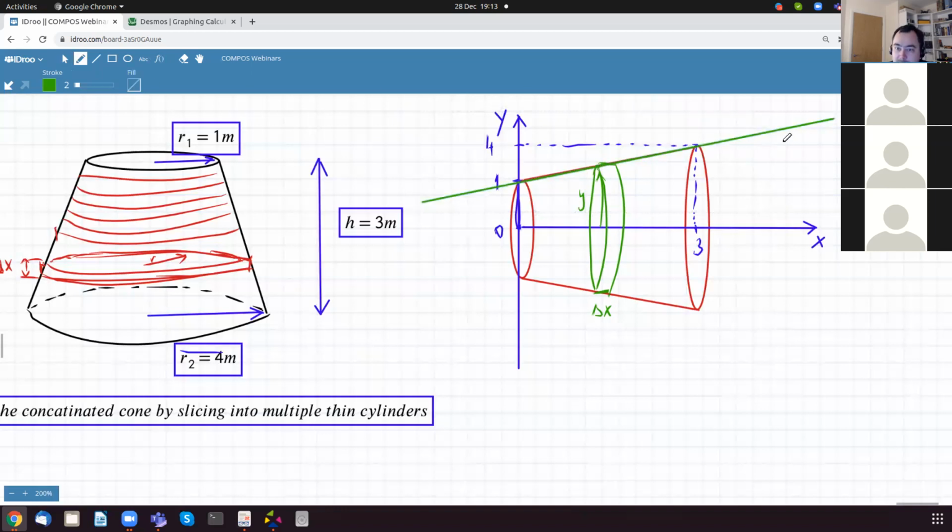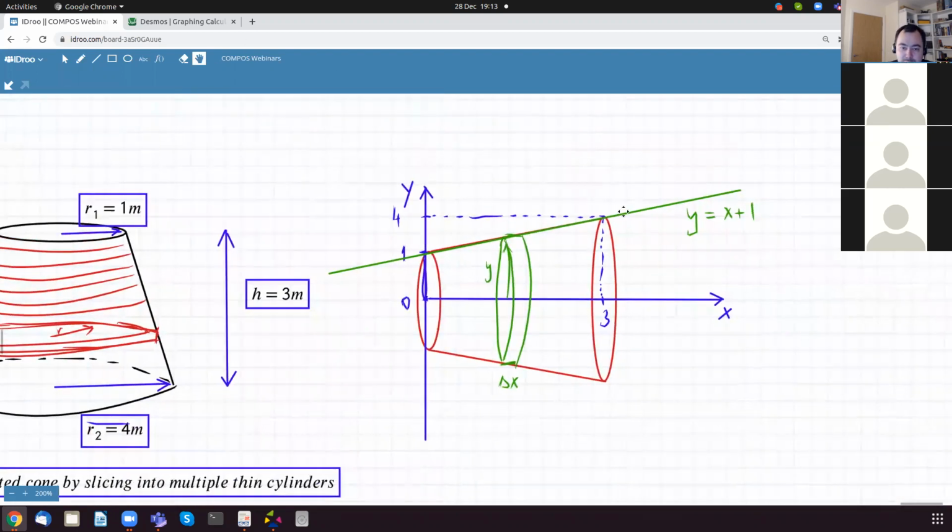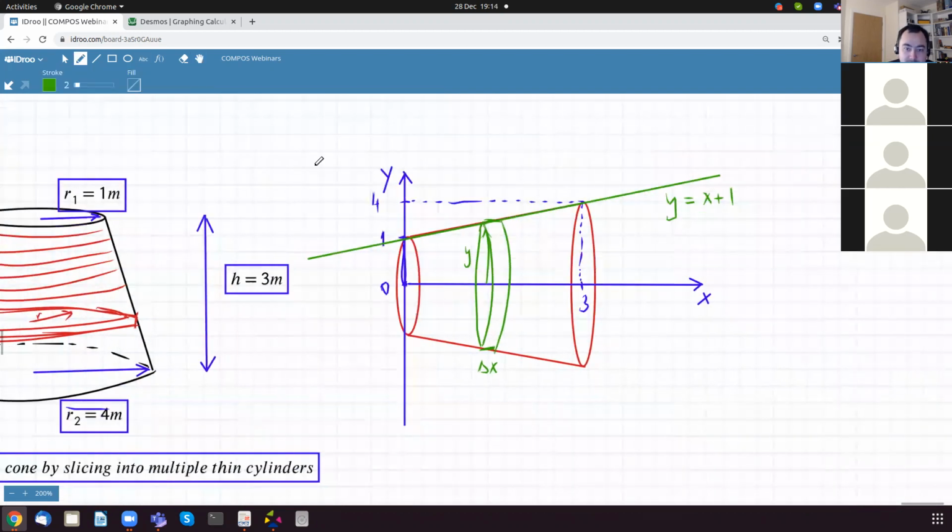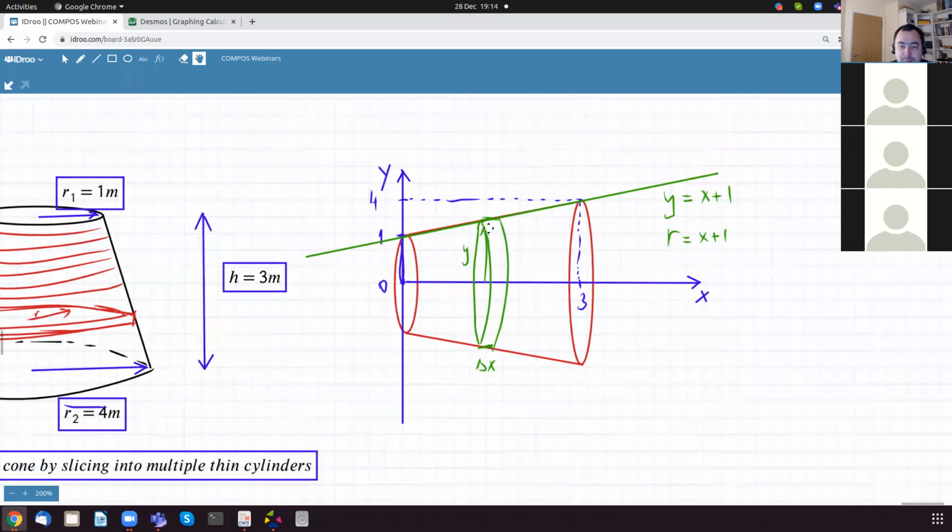The equation of this line is y is equal to x plus 1. x plus 1 is the equation of this line. And because I know 2 points, I can draw a straight line and find the gradient. So this is in fact the radius. So the radius at any point is x plus 1. That's a very important piece of information.